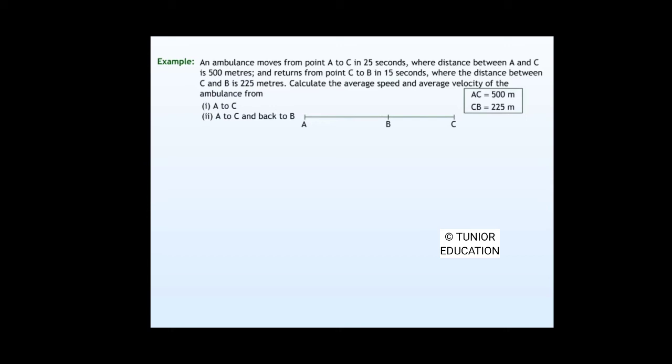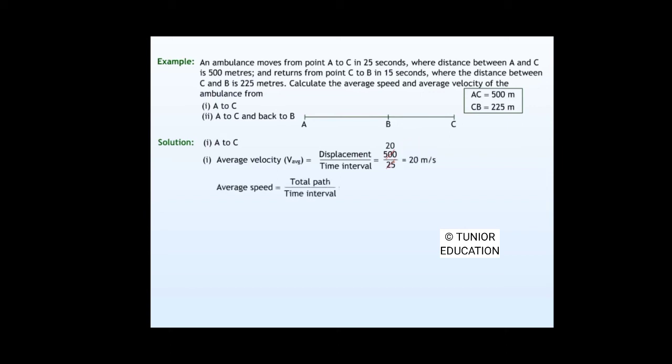Solution: A to C. Average velocity, V average, equals displacement by time interval equals 500 by 25 equals 20 meters per second. Average speed equals total path length by time interval equals 500 by 25 equals 20 meters per second. Here, the average speed equals the magnitude of average velocity. A to C and back to B.